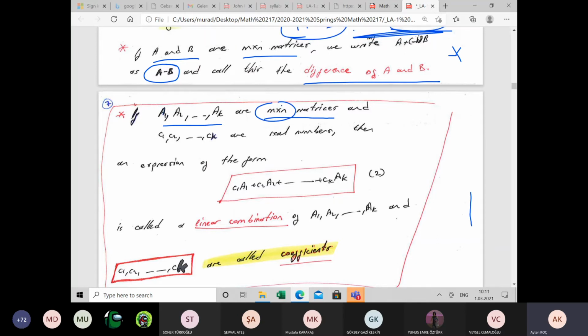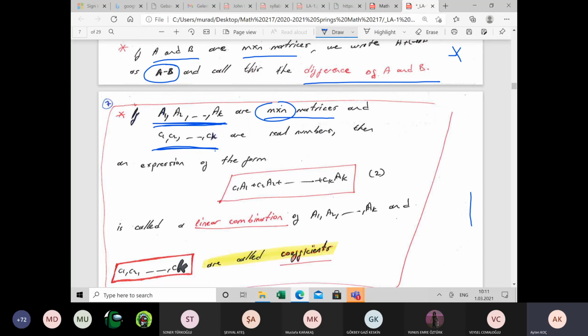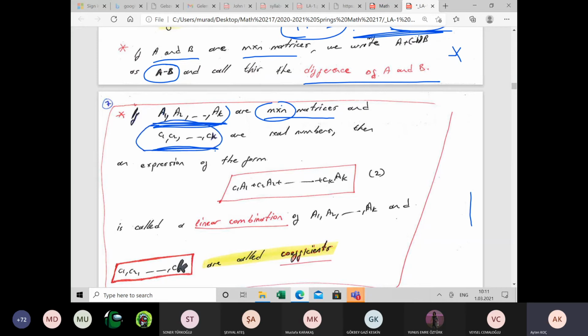And then take k matrices and also k scalars, C1, C2, Ck. The number of scalars is k, and the number of matrices is k. All scalars are real numbers. Then look at this expression: C1 a sub 1, C2 a sub 2, Ck a sub k. So what does it mean, this one?